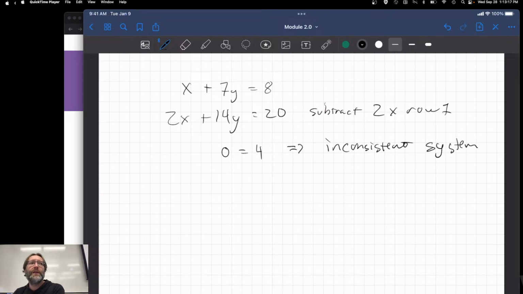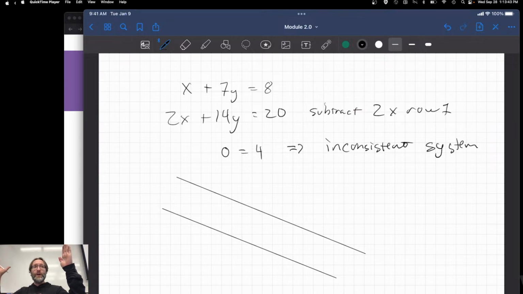Visually, what does this represent? Parallel lines, exactly. We've got these 2 lines here. Those 2 lines are parallel. Do they ever intersect? No. Therefore, there is no solution. There's a unique solution if you've got 2 equations, 2 unknowns, and they intersect at exactly 1 solution point. With this one, there's not an infinite number of solutions. There are no solutions.